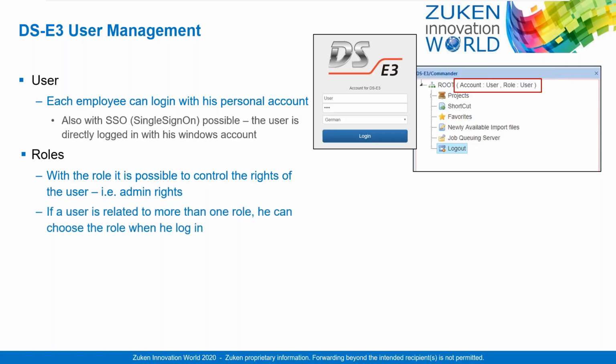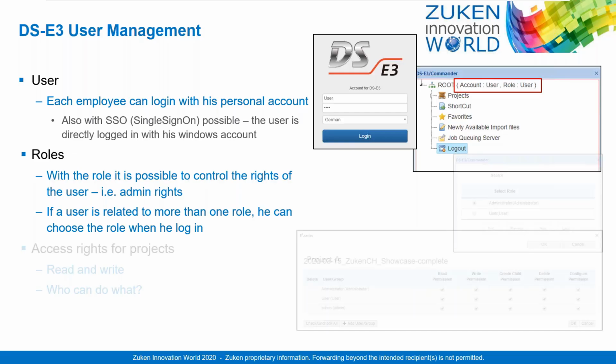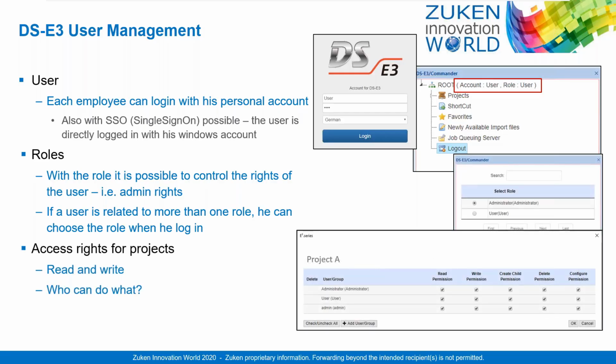If a user is related to more than one role, then when you log in, you can choose which role you're going to perform at that time, or we can configure the system to combine those roles together, so you get the superset. And again, the final stage of having this user credential within the DS environment is we can now start allocating permissions against those users or groups to specific projects within the environment.